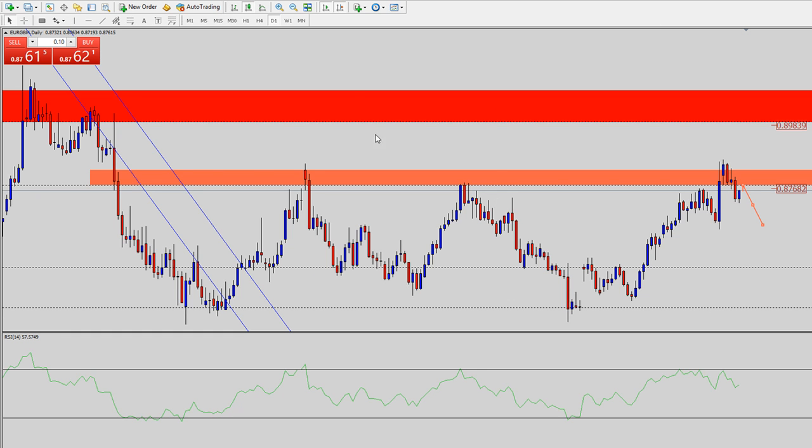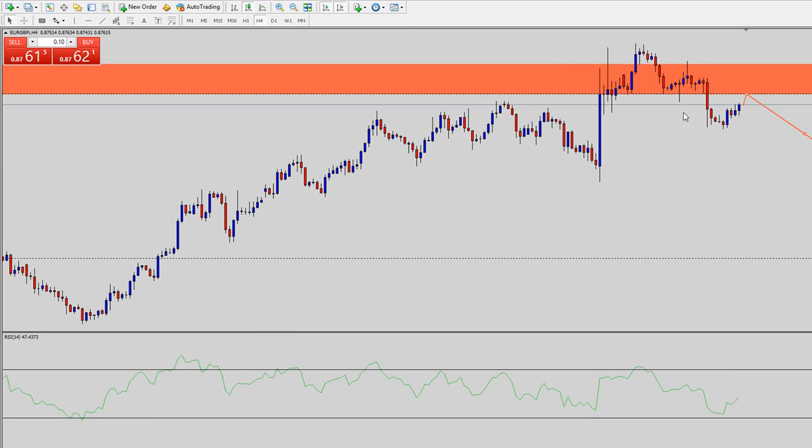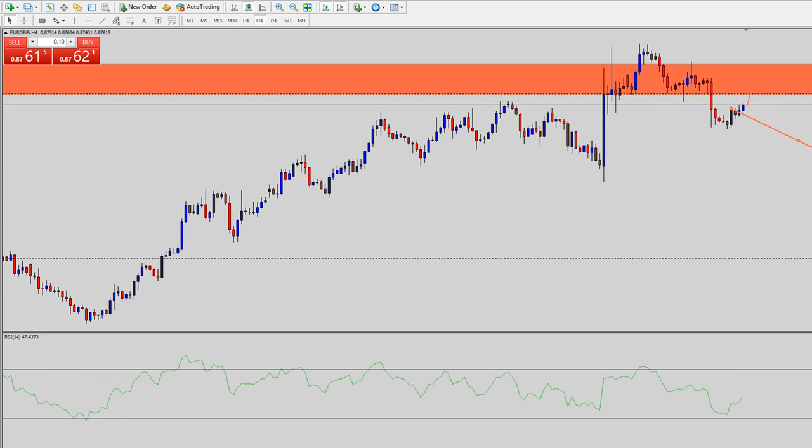Next up we have is British pounds, Euro British pound, and what we're looking for on the daily chart, or probably jump down to the 4 hour, is that we are looking for bearish evidence at the 87.71 zone, which is right here. As you see in the past, that we have a pattern right here.